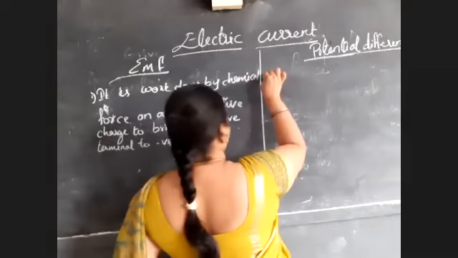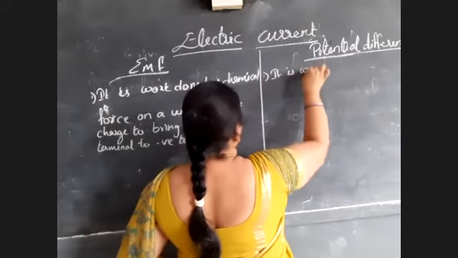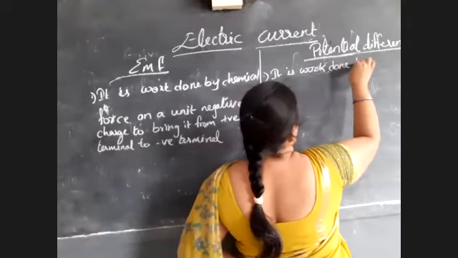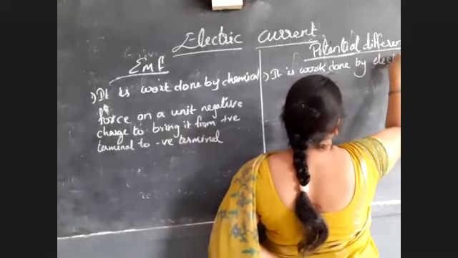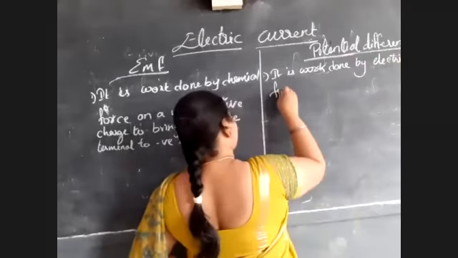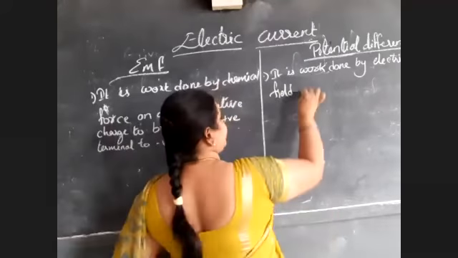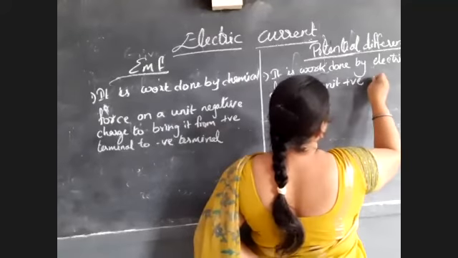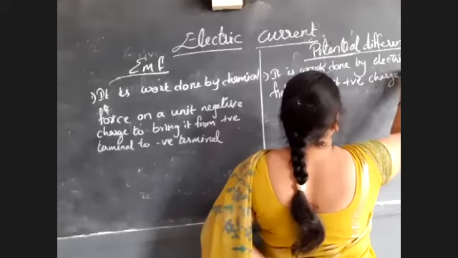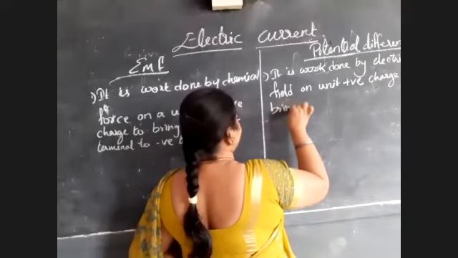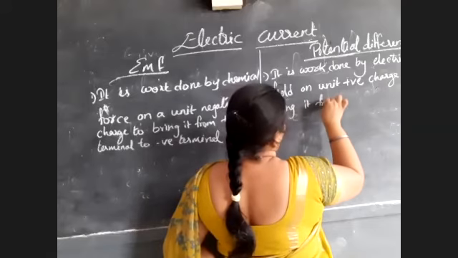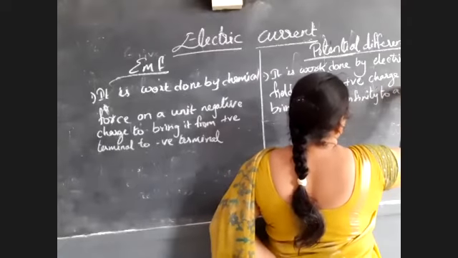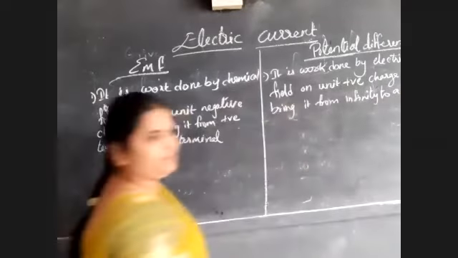Now, potential difference: it is the work done by the electric field on a unit positive charge to bring it from infinity to a point.